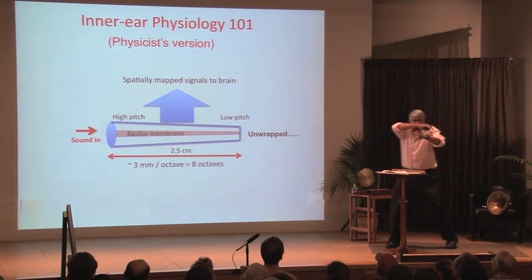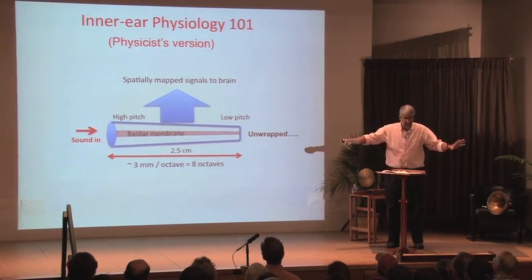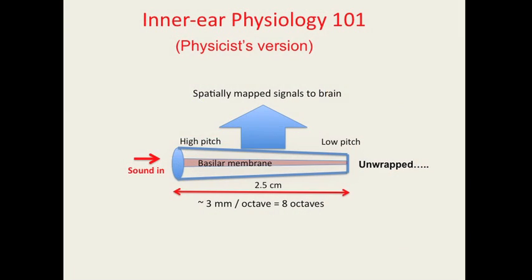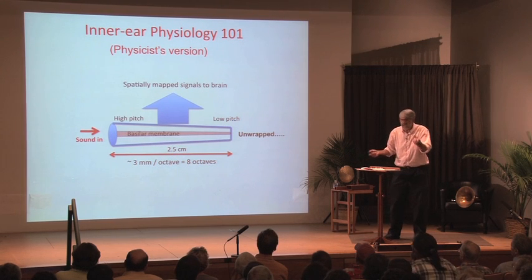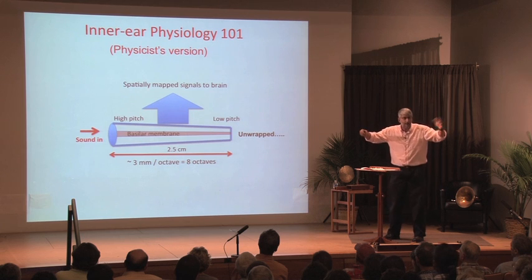Here's the physicist picture for the inner ear, okay? I've taken the jelly roll and I've unrolled it. You with me? Okay? So there's the jelly roll. Sound is coming in. There's fluid inside this inner ear. Here's a membrane called the basilar membrane that at this end is extremely stiff. At this end is extremely floppy.